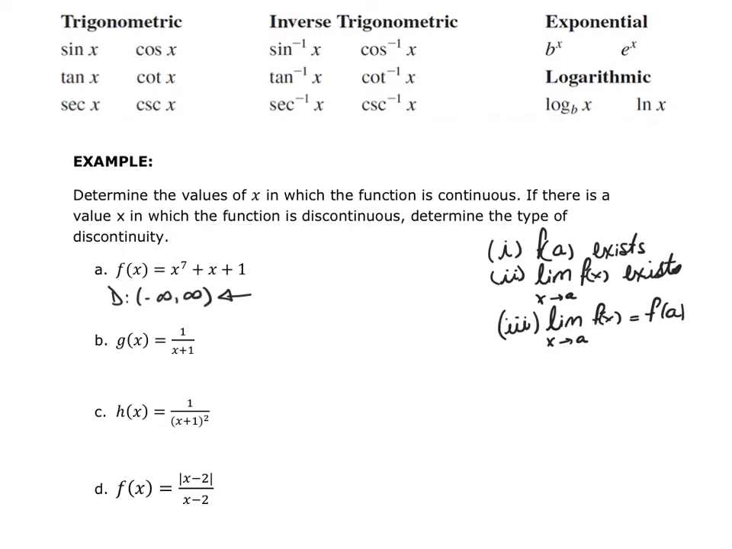For g, my domain is everything with the exception of x cannot equal -1. So on its domain, f of a will exist as long as a is not -1. The limit as x approaches a of f of x will exist as long as a is not 1. And then the limit as x approaches a of f of x will equal f of a provided a is not 1. So my point of discontinuity is that x equals -1 is discontinuous. And it's an infinite discontinuity.